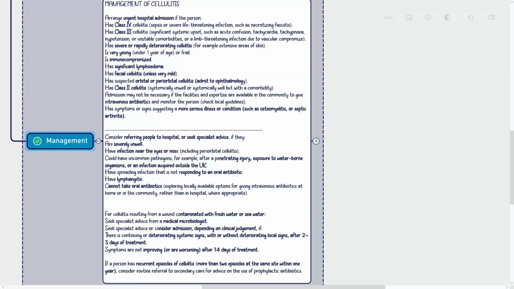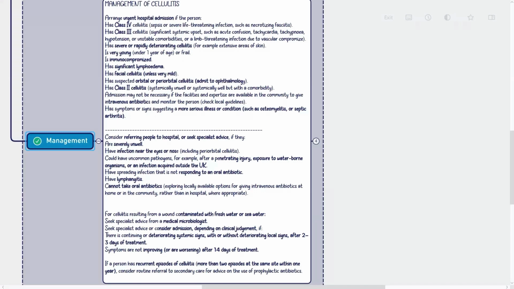Has severe or rapidly deteriorating cellulitis, for example, extensive areas of skin. Is very young, under 1 year of age, or frail. Is immunocompromised. Has significant lymphedema. Has facial cellulitis, unless very mild. Has suspected orbital or periorbital cellulitis. Admit to ophthalmology. Has class 2 cellulitis, systemically unwell or systemically well but with comorbidity.